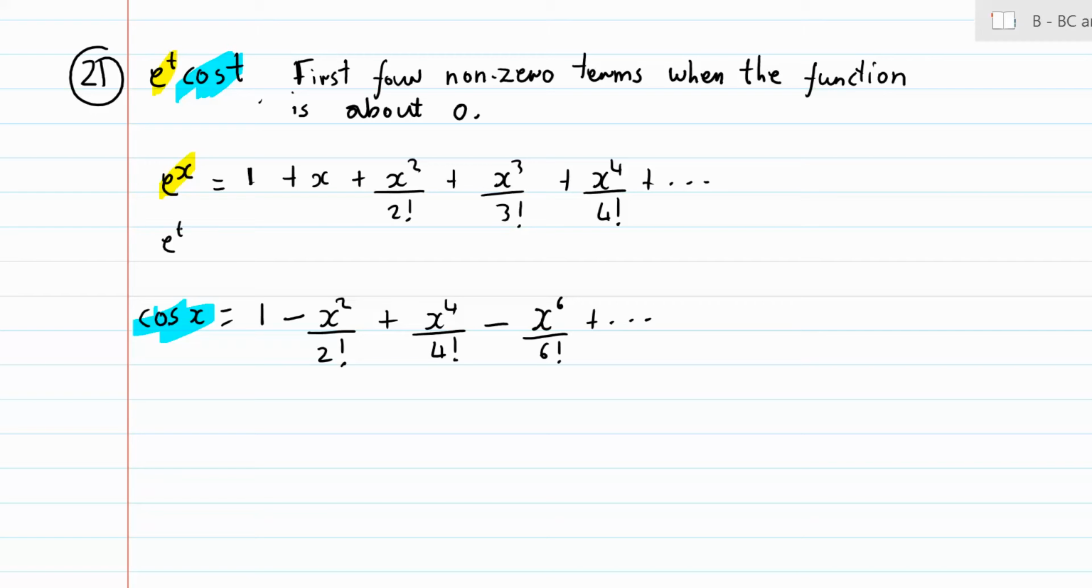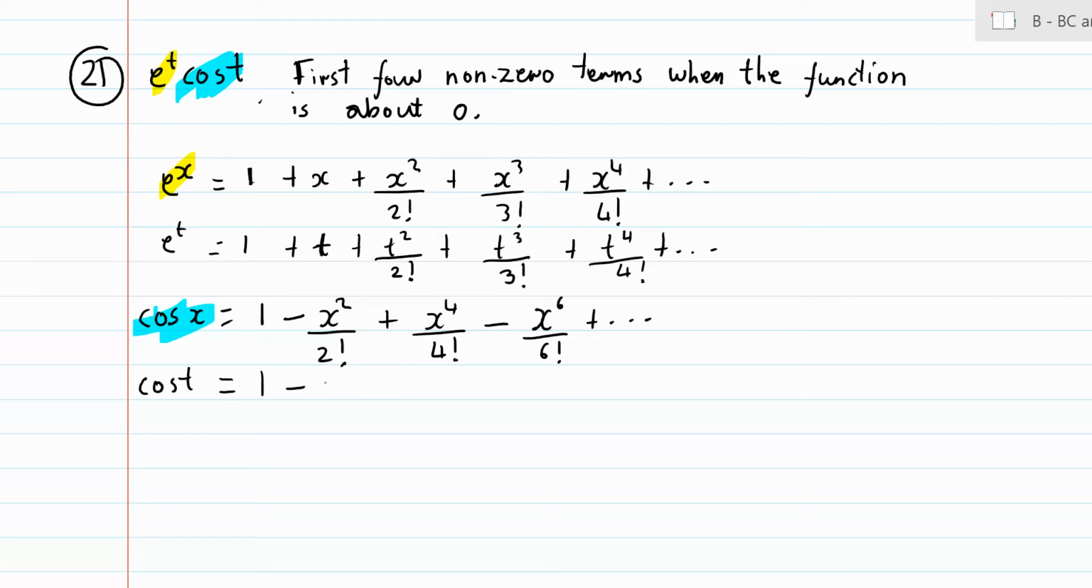So e^t would look like 1 plus t plus t squared over 2 factorial plus t cubed over 3 factorial plus t to the 4 over 4 factorial, and this goes on. And for cosine t, we get 1 minus t squared over 2 factorial plus t to the 4 over 4 factorial minus t to the 6 over 6 factorial.